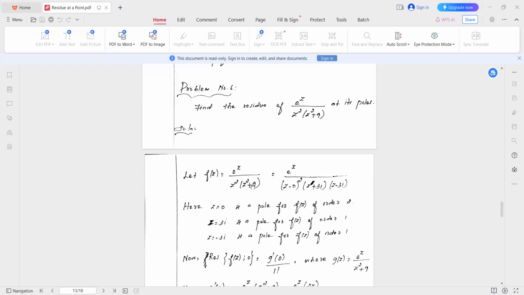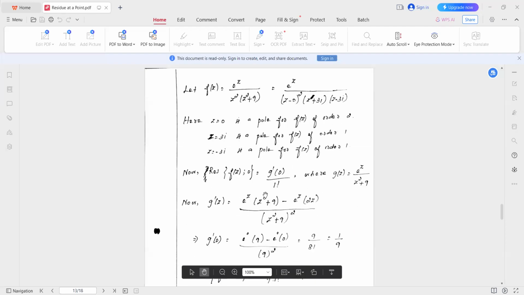So here 0 is a pole for the function f of z of order 2, as it contains z square. 3i and minus 3i are poles for the function f of z of order 1. For the pole at 0, we have to go with formula 4, and for these two, we can go with formula 2. Now find the residue of the function f of z at the point 0. Since it is a pole of order greater than 1, we have to go with formula 4.